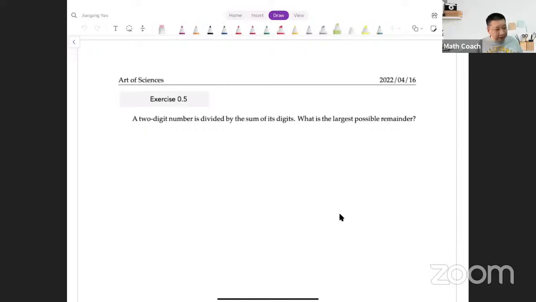Okay, so the idea is you have a 2-digit number, you add up the sum of its digits and you do a division with remainders. What is the largest possible remainder? For this question, I see the answers came in very fast. I already received more than 30 answers, but are there any correct answers? Very, very few.